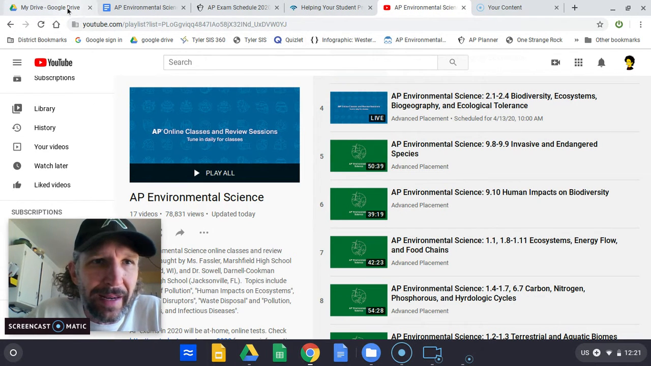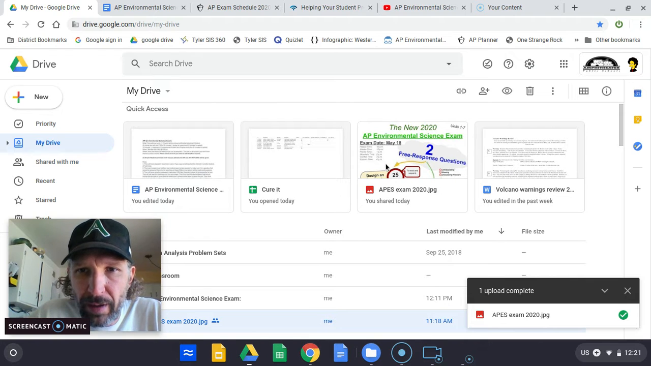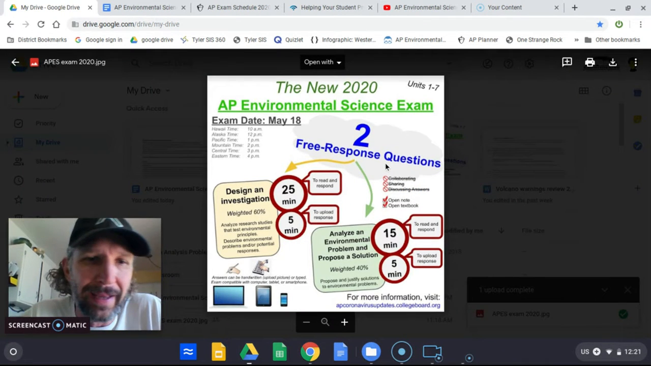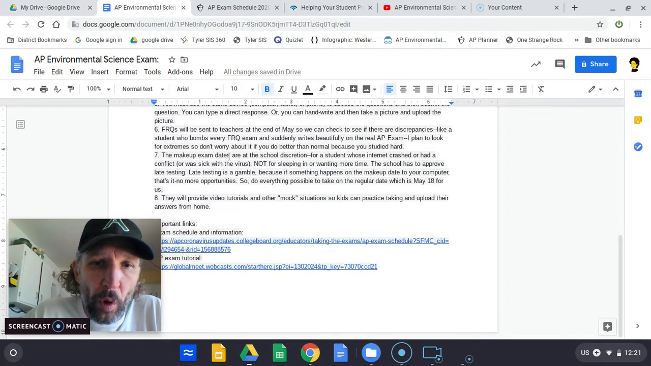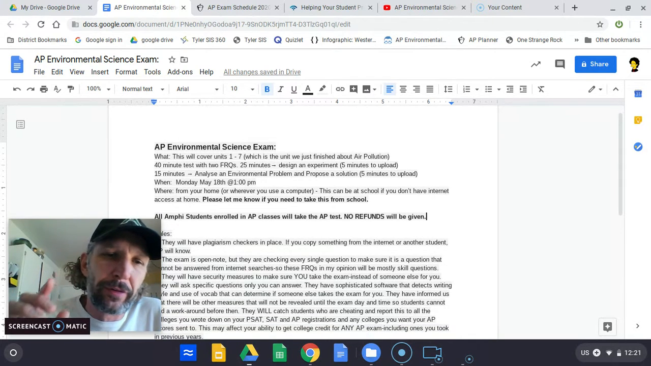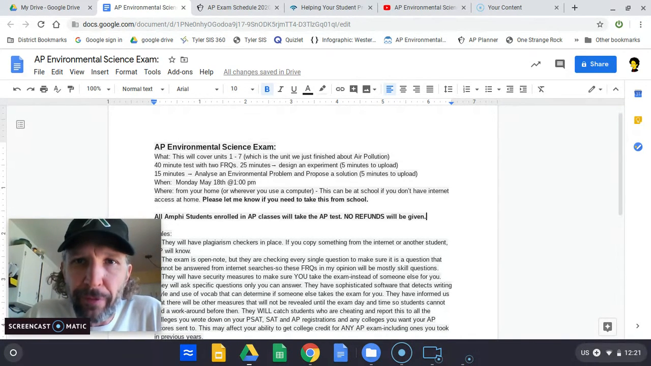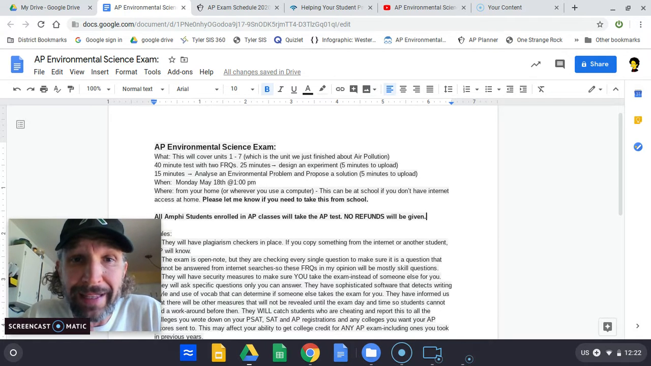The other link that I sent you is just this little picture that another one of my colleagues made. It's an infographic that has all the information about the exam. So real important, if you aren't going to be able to take this from home, let me know as soon as you can so we could arrange for you to take this at school.